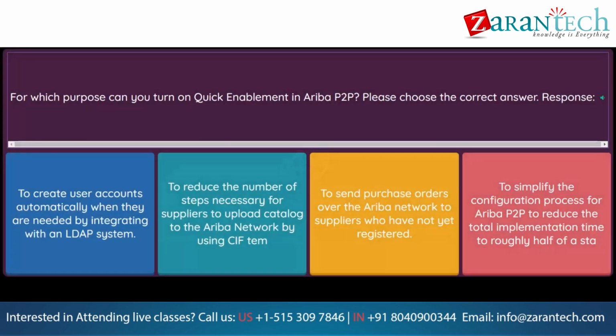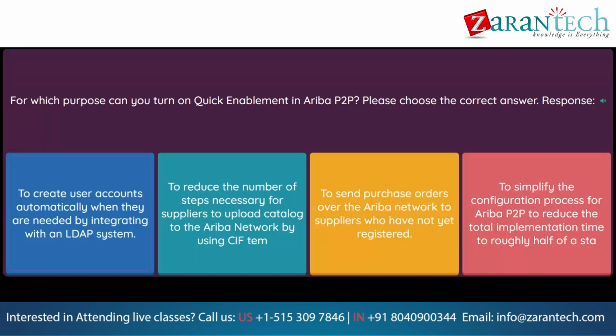Question: for which purpose can you turn on quick enablement in Ariba P2P? Please choose the correct answer. Response: Option 1, to create user accounts automatically when they are needed by integrating with an LDAP system. Option 2, to reduce the number of steps necessary for suppliers to upload catalogs to the Ariba Network by using CIF item. Option 3, to send purchase orders over the Ariba Network to suppliers who have not yet registered. Option 4, to simplify the configuration process for Ariba P2P to reduce the total implementation time to roughly half of a standard.